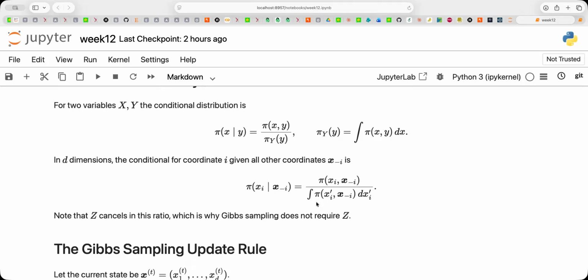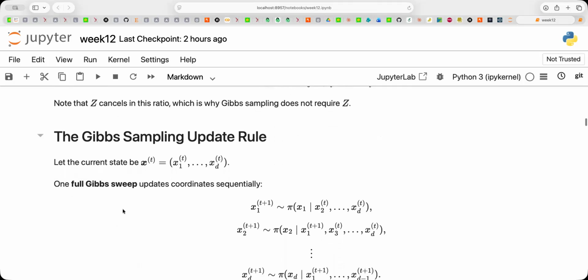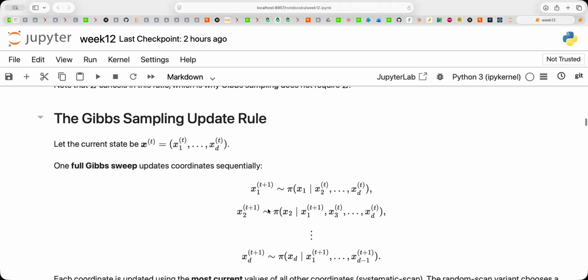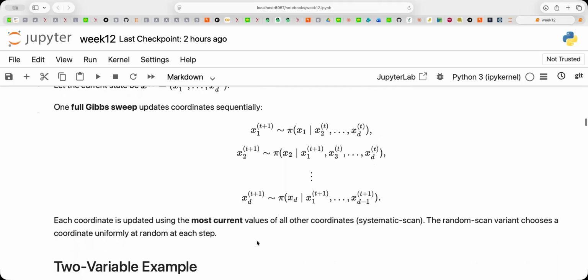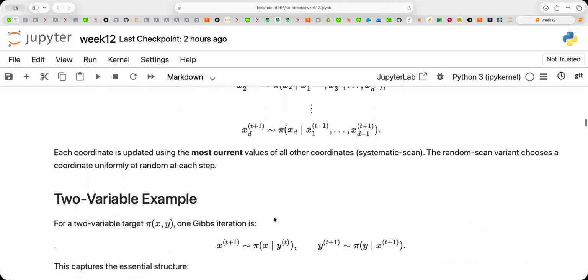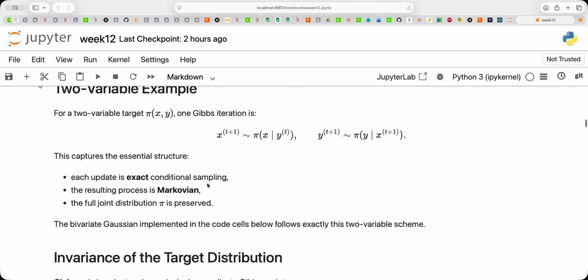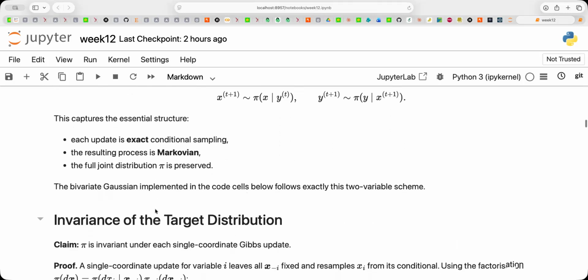So when you look at the update, this is the current state of the system, and one full Gibbs sweep updates coordinates sequentially. You update the first one, you update the next one, etc. Each coordinate is updated using the most current values of all the other ones. Here I have a two variable example with x and y, which captures the essential structure. Each update is exact conditional sampling. The resulting process you can actually prove is Markovian, and the full joint distribution is preserved.